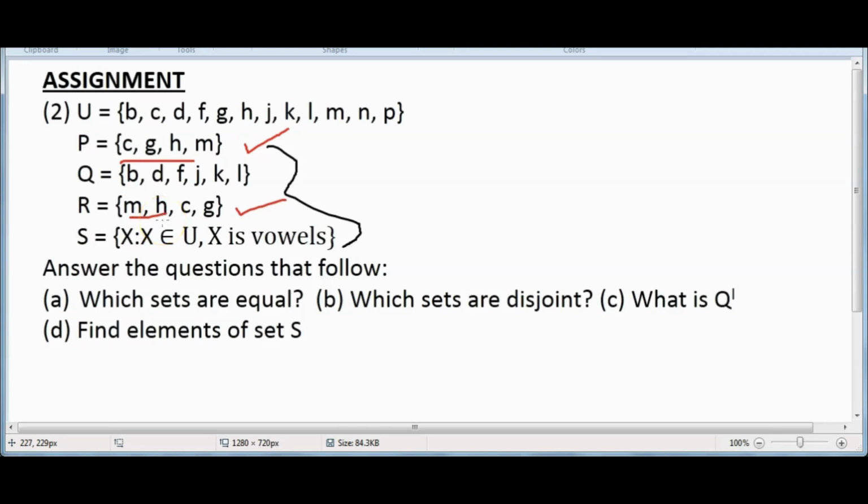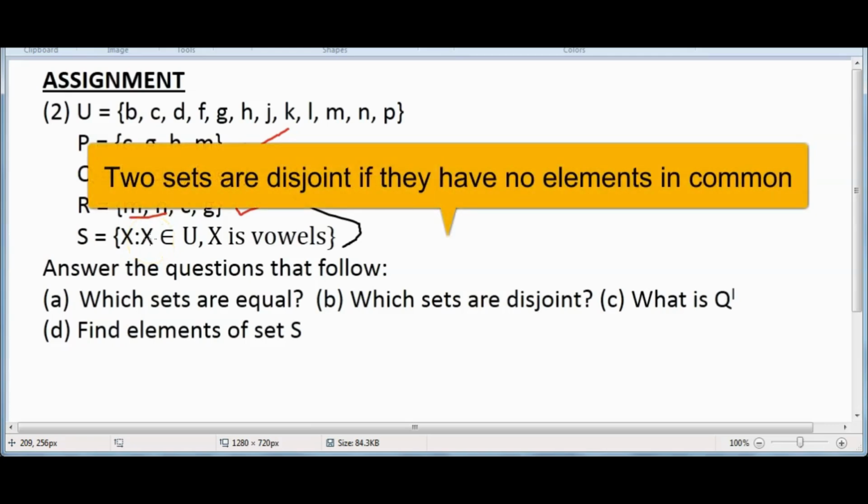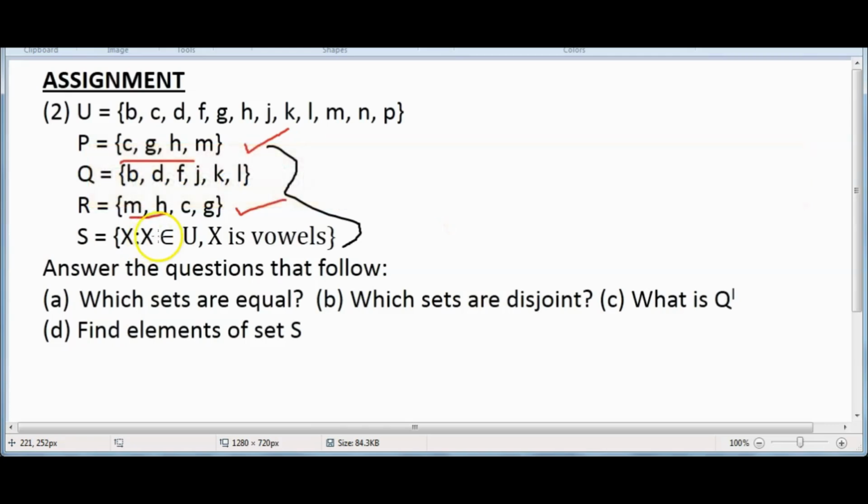Okay, the second question, which sets are disjoint? Two sets are disjoint if they have no elements in common. P and Q have no elements in common. So they are disjoint sets.